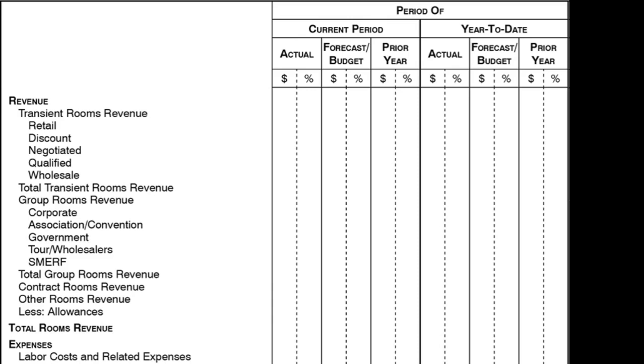Let us talk first about the transient room revenue. So what is transient room revenue? Transient room revenue is also called FIT revenue, which stands for frequent independent travelers. Now this revenue is divided into different segments based on how and at what rate they are generated. Retail usually means your retail rate, or your BAR rate, or your rack rate, at which you are selling the hotel to the general public.